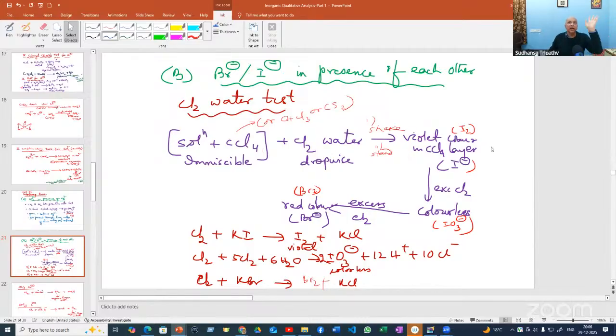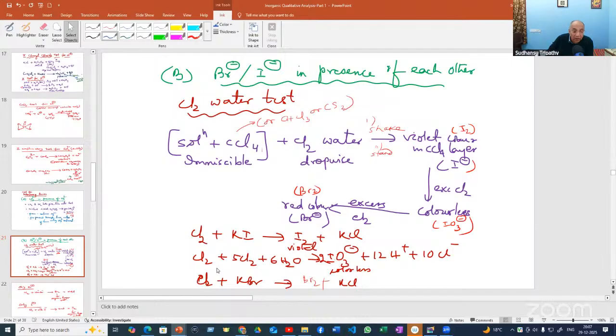Violet color means iodide. But what I say is, when two anions are together, first you detect iodide by forming iodine, which is violet in the organic layer. Then you continue to add more chlorine water. Slowly, the iodine will be further oxidized to iodate, from 0 to +5. Then once it becomes colorless, don't be disheartened; continue adding more and more chlorine water, dropwise. Then you will get a red color, because bromine will finally come out.